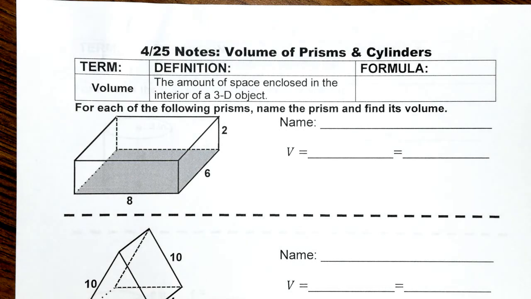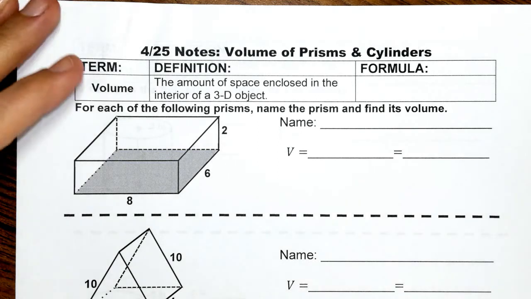Volume is the amount of space enclosed in the interior of a 3D figure or an object. So it's filling up the prism. It's filling up the cylinder. It's, let's say, filling it up with water. Okay, that's what volume is. Even if you fill it with sand, how much is in there? We are going to be going into a third dimension now, okay? So we will be using our units cubed.